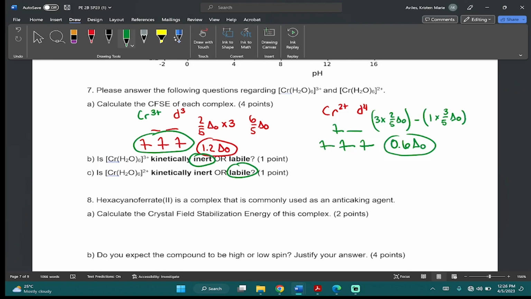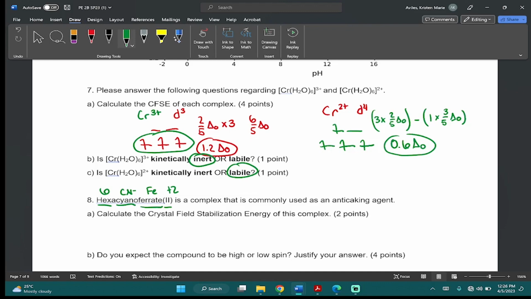Does that make sense? So here, it says hexa, so that tells us 6. Cyano tells us CN minus. Ferrate tells us iron. This 2 tells us it's in the +2 oxidation state. Is it for the iron that is in the +2? Yes. Typically in inorganic naming conventions, sometimes they don't include oxidation states.